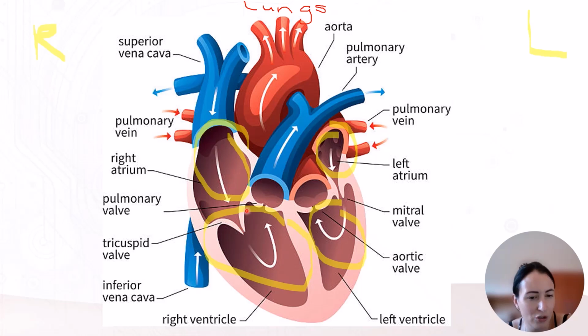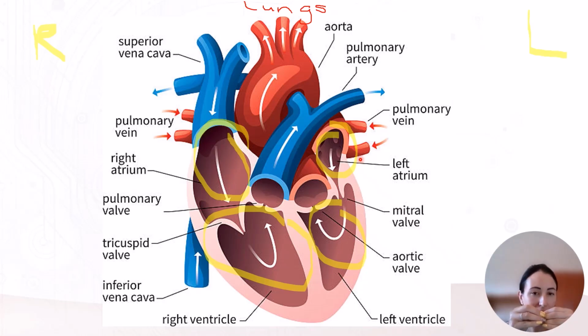We forgot to mention the tricuspid valve here. The tricuspid valve is between the right atrium and the right ventricle. And then the blood needs to leave again to go get oxygen. And it leaves via the pulmonary artery. Now remember, we spoke about the word pulmonary meaning lungs.